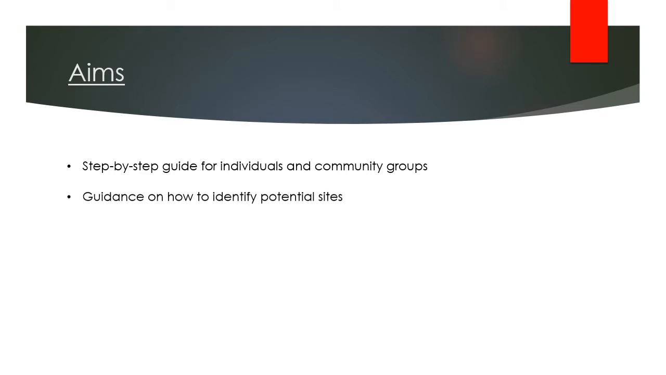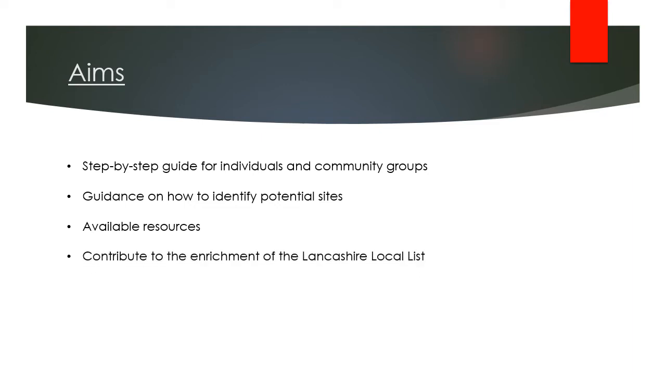The aim of this guide is to provide a step-by-step guide on researching heritage assets for individuals and community groups wanting to participate in and to contribute to the Lancashire Local List project. You will find guidance on how to identify potential sites to nominate for the list and be provided with the different resources that are available to start you on your research journey. The examples provided in this guide will give you all the components you need to contribute to the enrichment of the Lancashire Local List in a structured way.